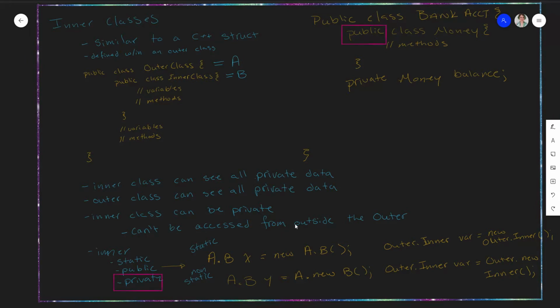It's also important to remember that just because this instance variable is private, right, does not mean that that helper class is private, because we defined the money class itself as a public class. So we can see it and access it from outside of bank account.